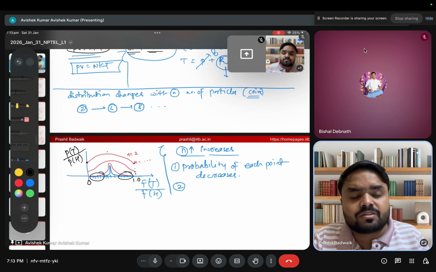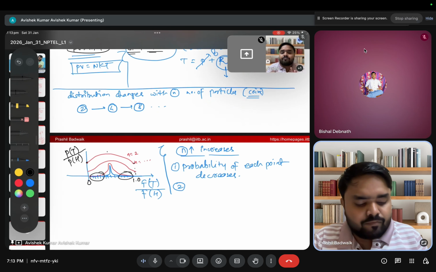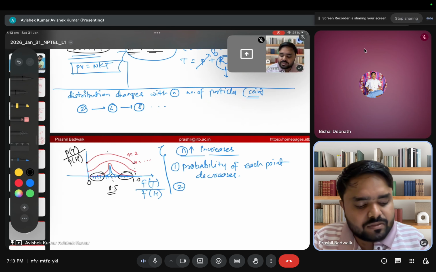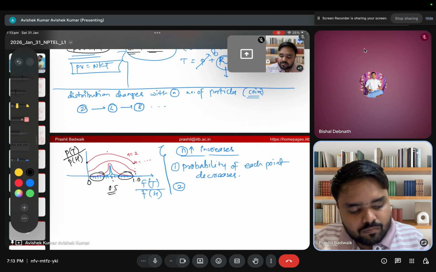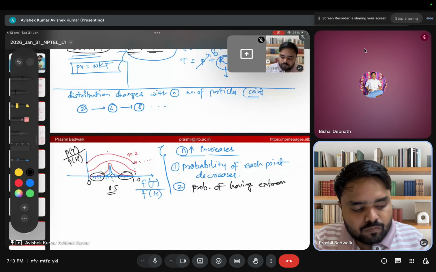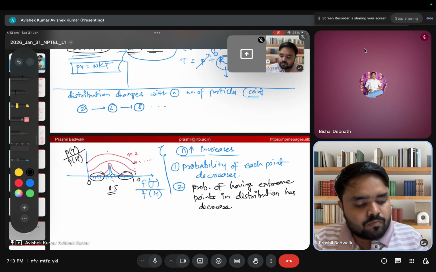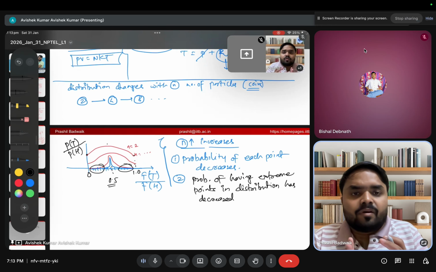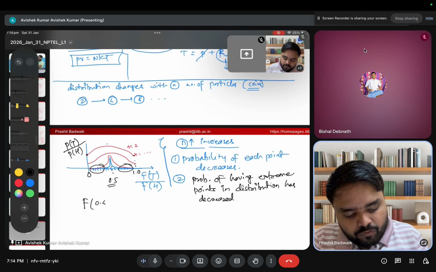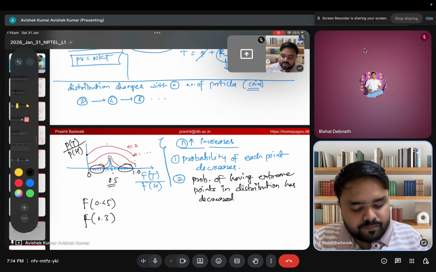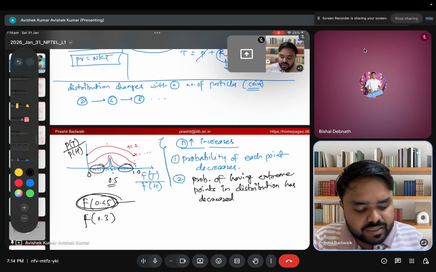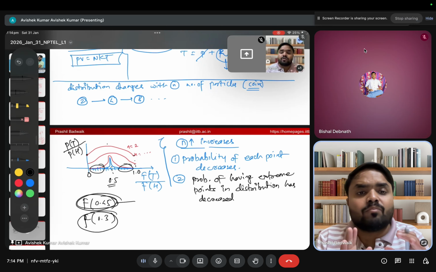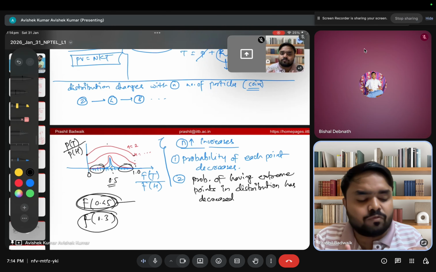The second thing is, you see the probability of having these extreme values, where the fraction of heads is away from 0.5, has decreased, right? That means the probability of having a fraction of heads 0.45 or 0.3, obviously the probability of having this has increased compared to this, right? We are more or less closer to the equal distribution, which is the principle of equilibrium.